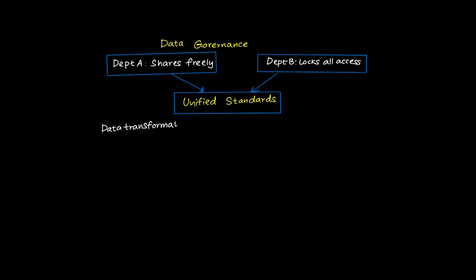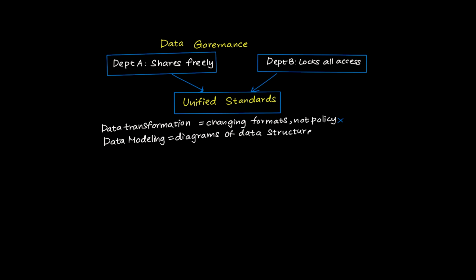Data transformation changes format or values for analysis. That's hands-on data work, not organizational policy. Data modeling creates visual diagrams of how data is organized. That helps with structure and design, not with unifying management standards. Data replication stores copies across locations. The problem here is conflicting policies, not where data is physically stored.